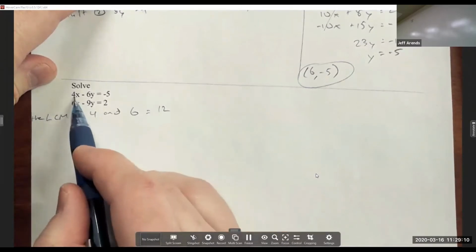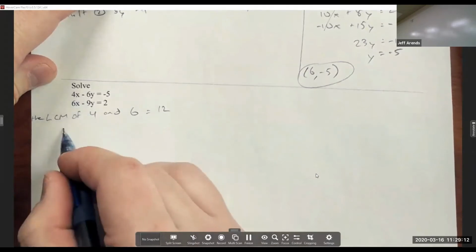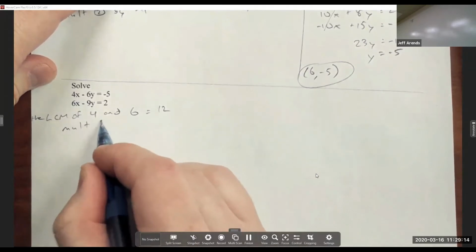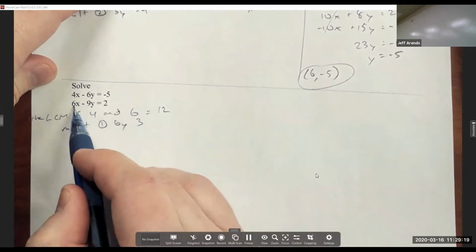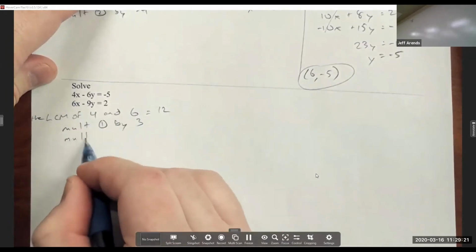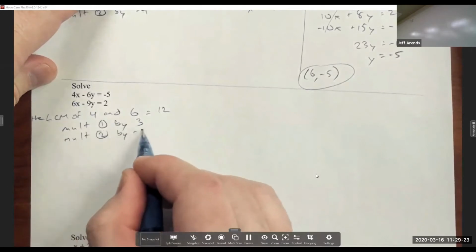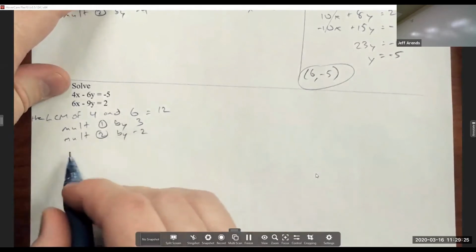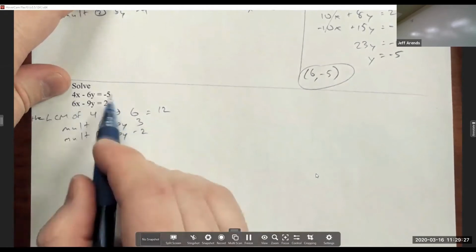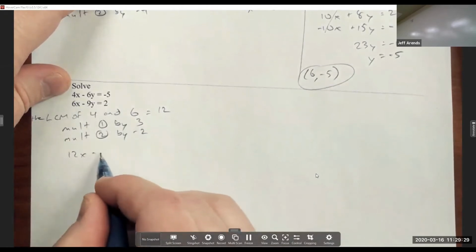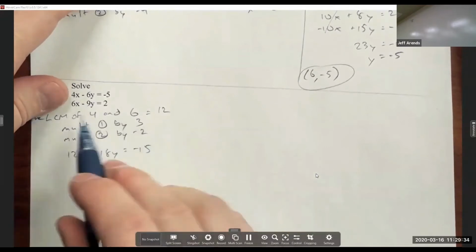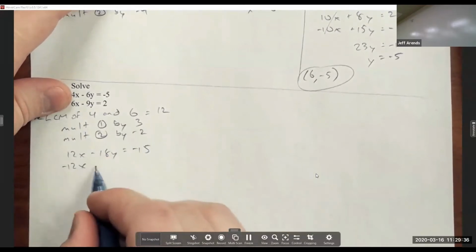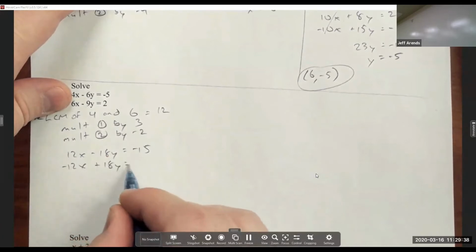All right, so I can convert both of these into 12s, so I'm going to multiply the first equation by 3. I'll make that into a positive 12, which means I'll make this one into a negative 12 by multiplying the second equation by negative 2. When I do that, I get, let's say I'm multiplying my first equation by 3. So 12x minus 18y equals negative 15. The second equation, I'll multiply through by negative 2. I get negative 12x plus 18y equals negative 4.